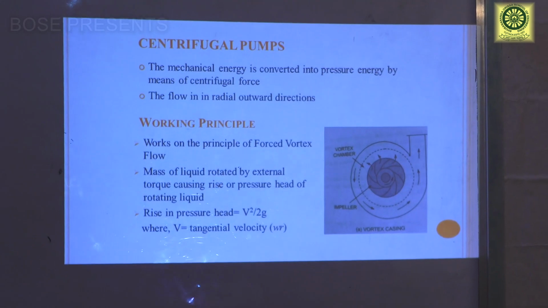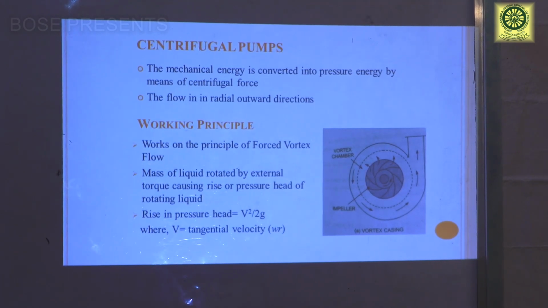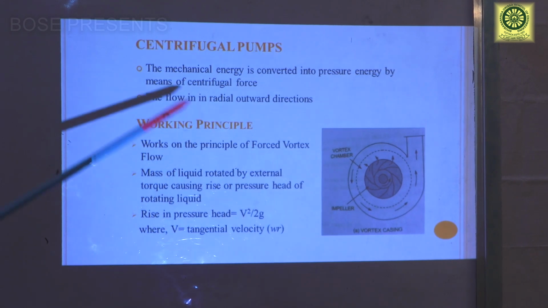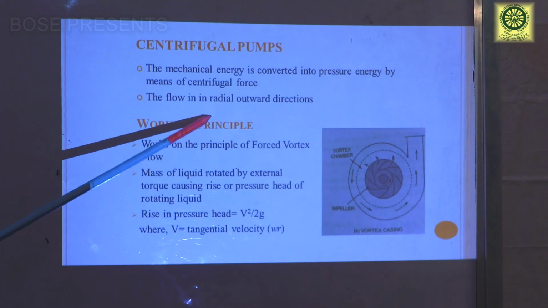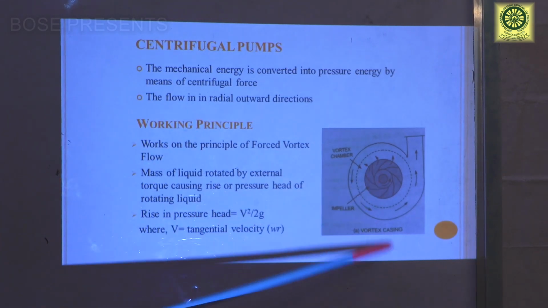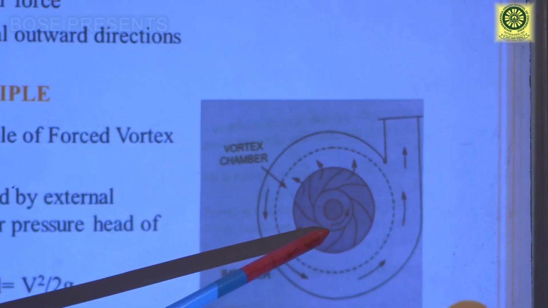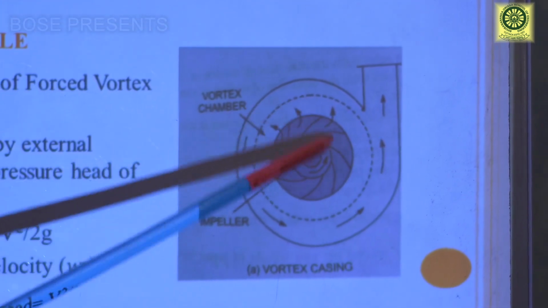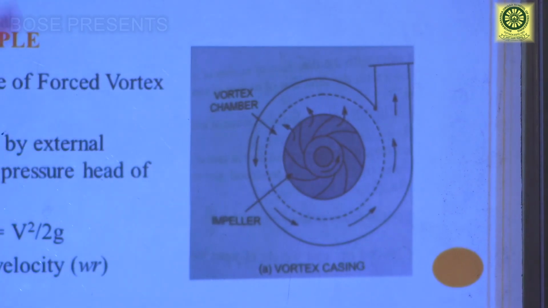Coming to the centrifugal pump. As I said, a pump converts mechanical energy to pressure energy or hydraulic energy. When the process behind the conversion is centrifugal action, we call it a centrifugal pump. So what happens here? The flow is in the radial outward direction. In this figure we can see water entering from here and leaving from here. So the water is leaving in the radial direction. Due to this radial direction, centrifugal action occurs and we call it a centrifugal pump.